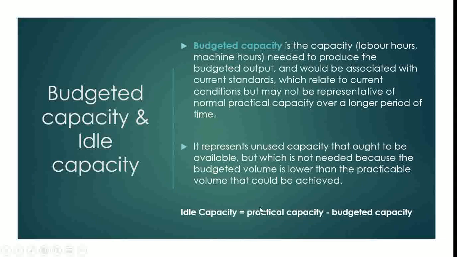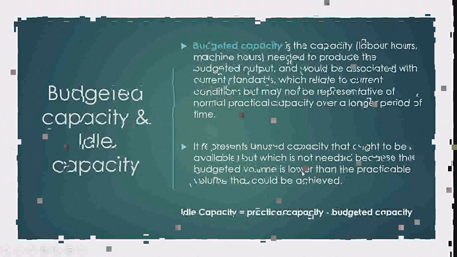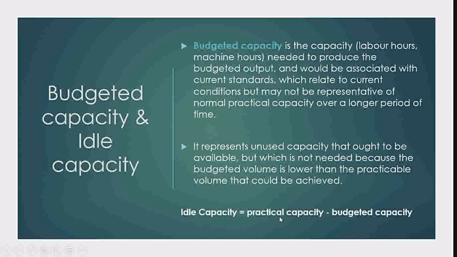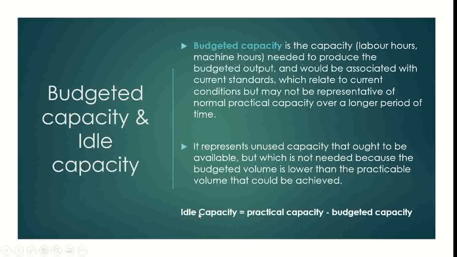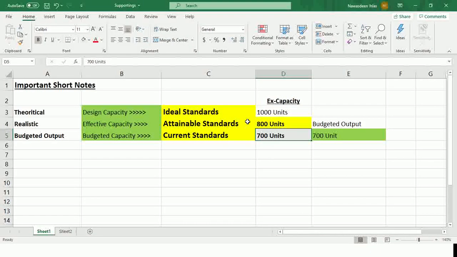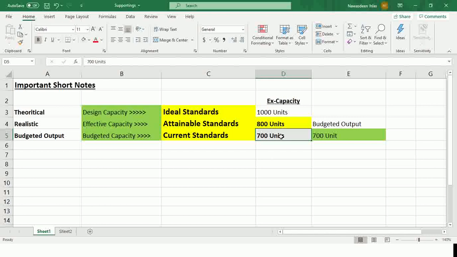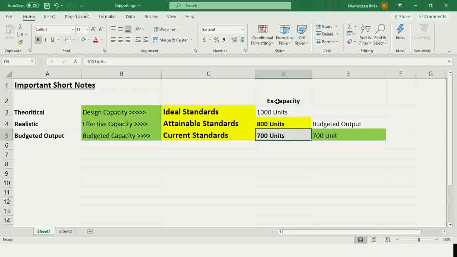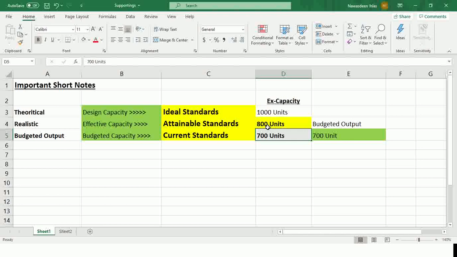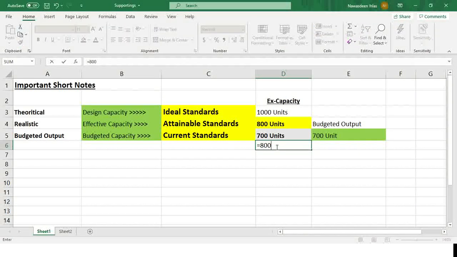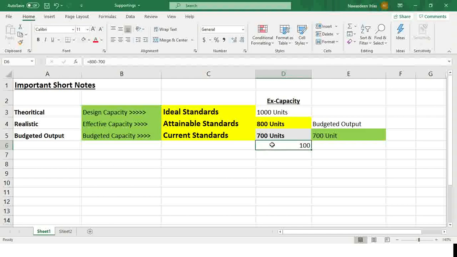This practical capacity is always effective capacity, which means practical capacity or effective capacity minus budgeted capacity. If there's any positive answer, it will be our idle capacity. In my example, my effective or practical capacity is 800 units, but my budgeted requirement is 700 units, which means I'm going to produce only 700 units. 100 units we can produce, but we do not use that capacity because our budget is less. There is a gap between this 800 and 700 units. It is 100 units. It is our idle capacity.